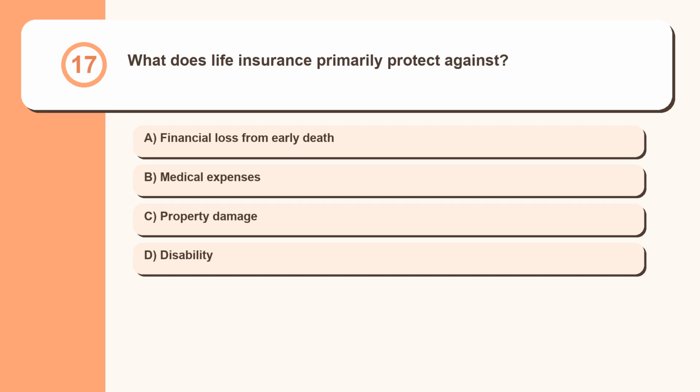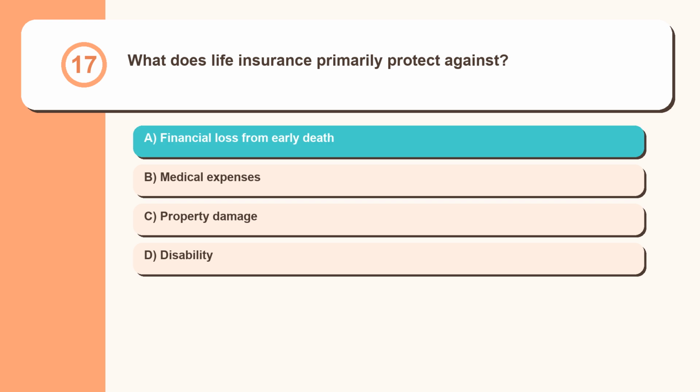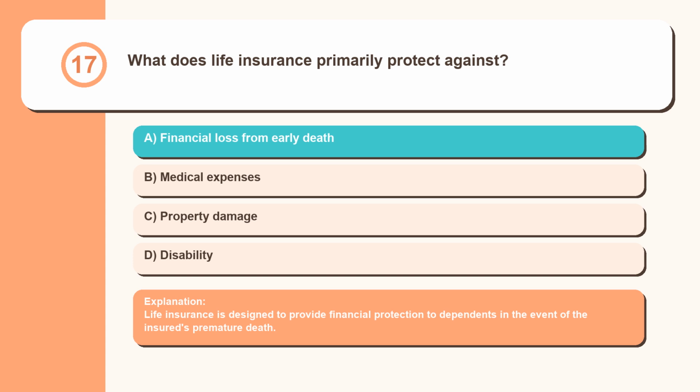Question 17. What does life insurance primarily protect against? Financial loss from early death, medical expenses, property damage, disability. Life insurance is designed to provide financial protection to dependents in the event of the insured's premature death.